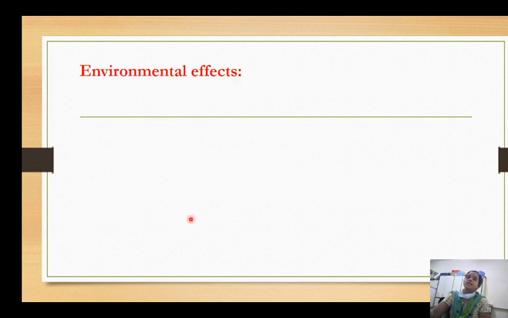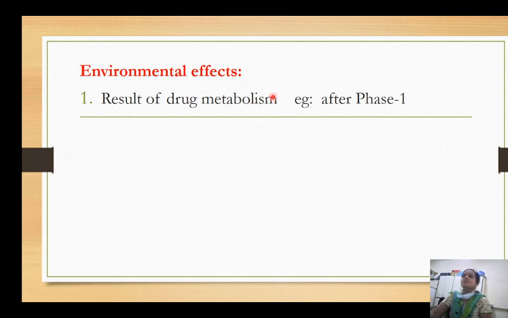Next, what are the various environmental effects? The results of drug metabolism. In phase 1 of detoxification, we have seen that hydroxyl, OH minus, all these things are added to the drugs so that they can enter easily into phase 2. When these drugs or metabolites enter phase 1, they get added with some reactive substances.